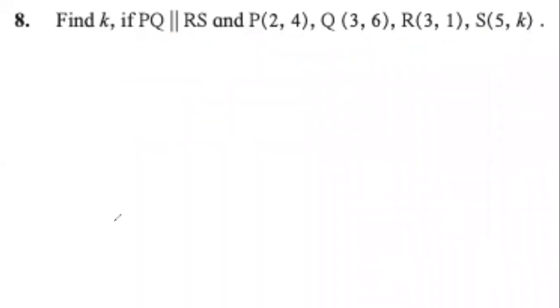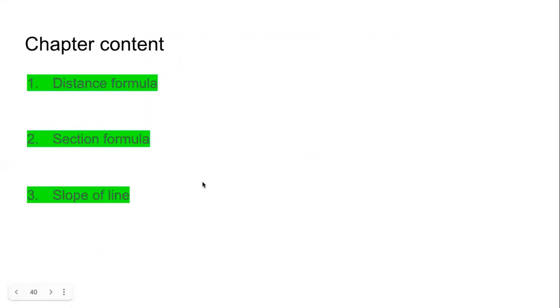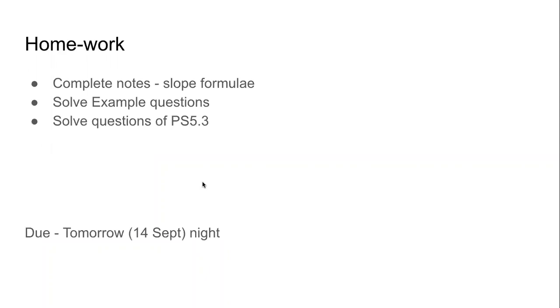So with this, I sincerely believe that we have completed distance formula, section formula, and slope of line. We have completed all the theory that we need for this chapter. You will complete this as homework. You will complete your notes, especially the different formulae for slope. You will solve the examples, questions that are there in the examples, and you will also solve the questions that are given in practice set 5.3. Complete and submit by tomorrow night.